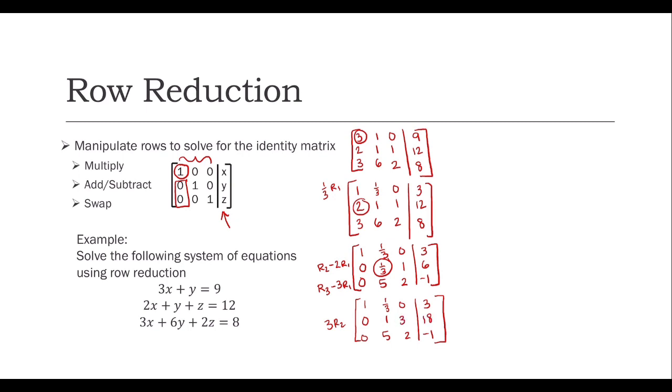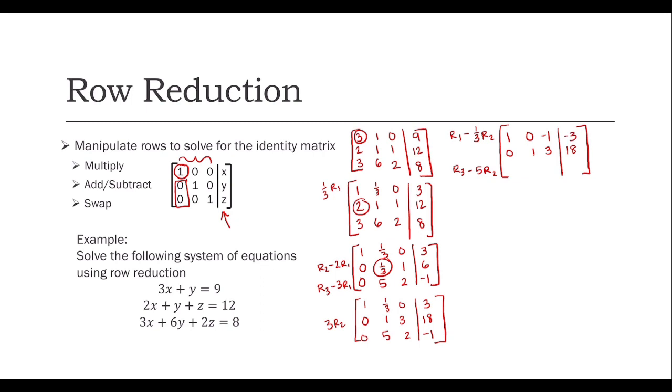So now we're going to use that 1 to zero out the rest of the column. So we'll take row 1 minus 1/3 times row 2. And for our bottom row, we'll do row 3 minus 5 times row 2. So we'll write our row 2 first, 0, 1, 3, 18, because it's going to stay the same. So we have row 1 minus 1/3 times row 2. So this will be a 1. And then 1/3 minus 1/3 is 0. 0 minus 1 is negative 1. 3 minus 6 is negative 3.